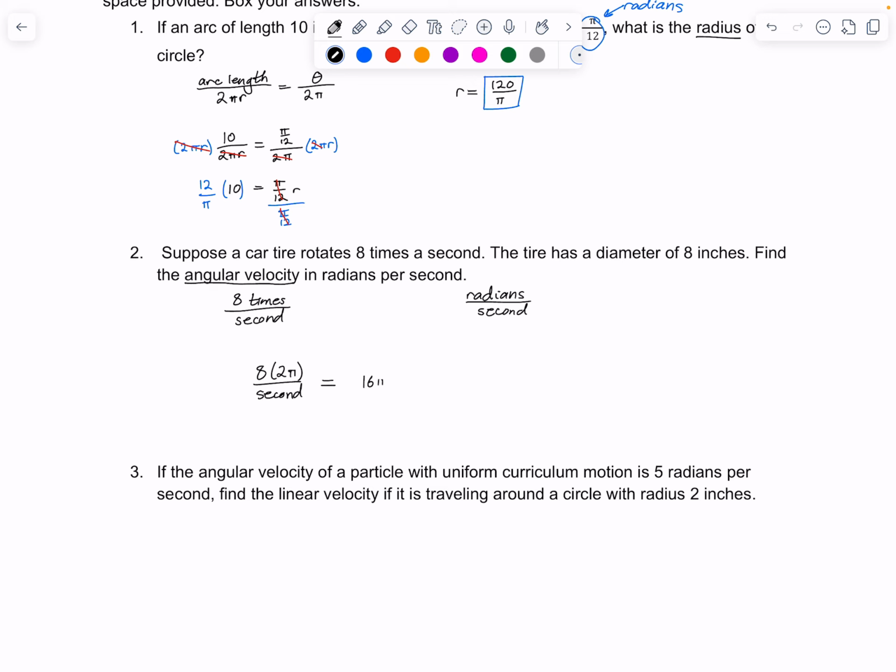That'll be 16 pi radians per second. So that one's hopefully pretty straightforward. The only thing you need to remember is that omega, angular velocity, is equal to radians per second.